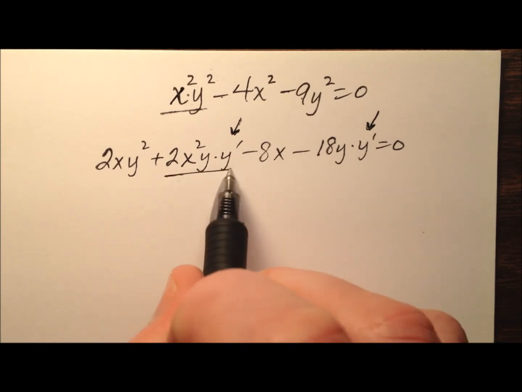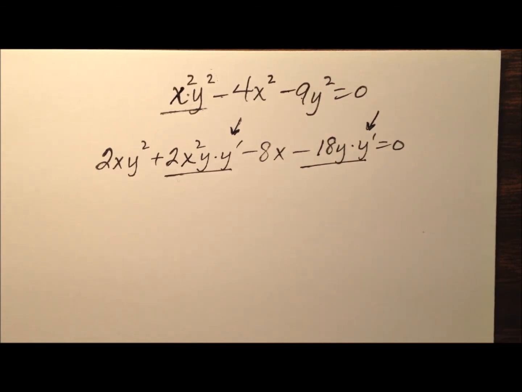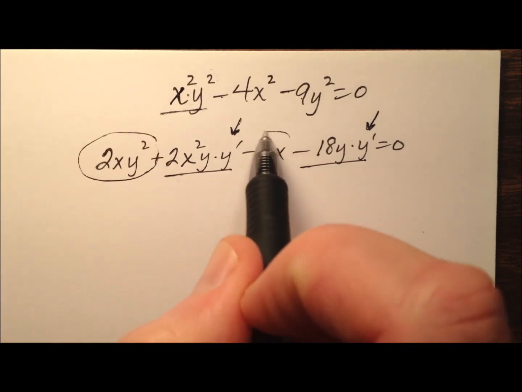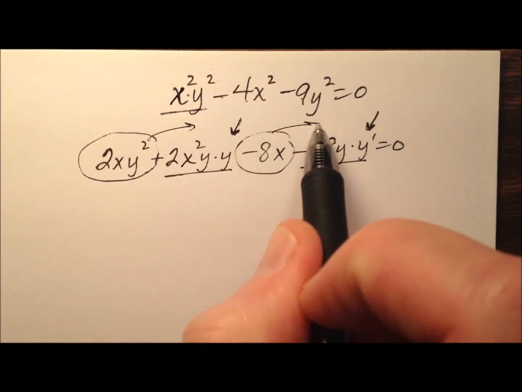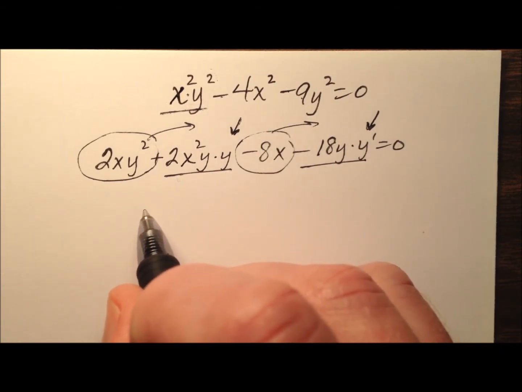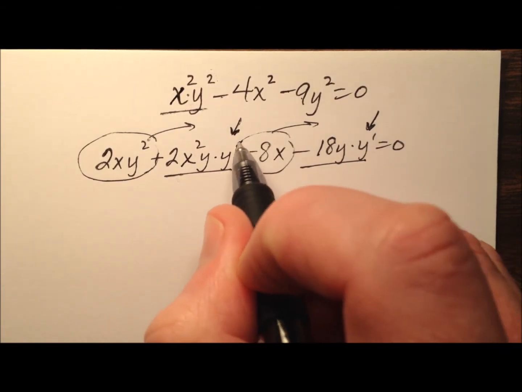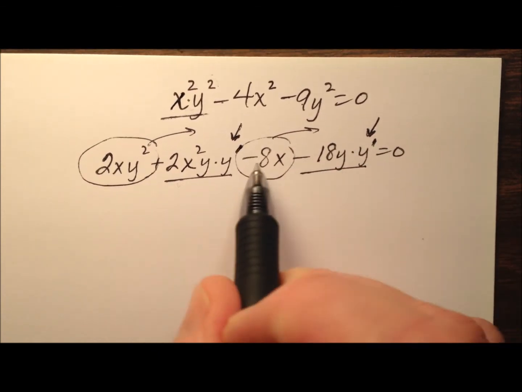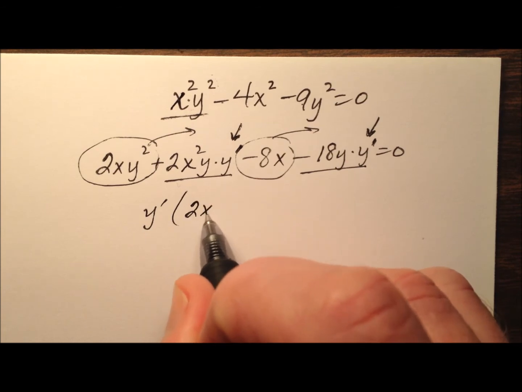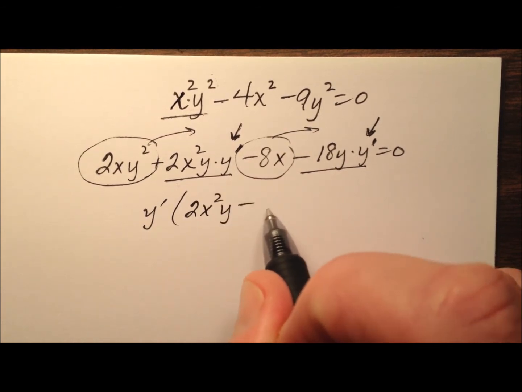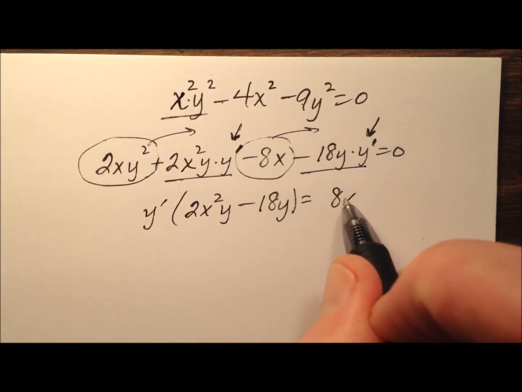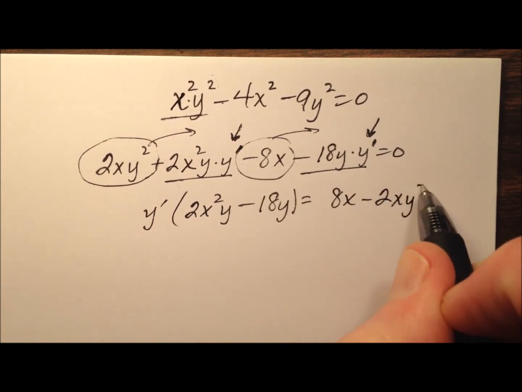Okay, I see y prime in a couple of places here. So I need to get this term and this term isolated together on the left side, which means the non-y prime terms need to bounce over to the other side of the equation so I can deal with those. And while we do that, let's factor out this y prime term. So y prime times (2x squared y minus 18y) equals 8x minus 2xy squared.